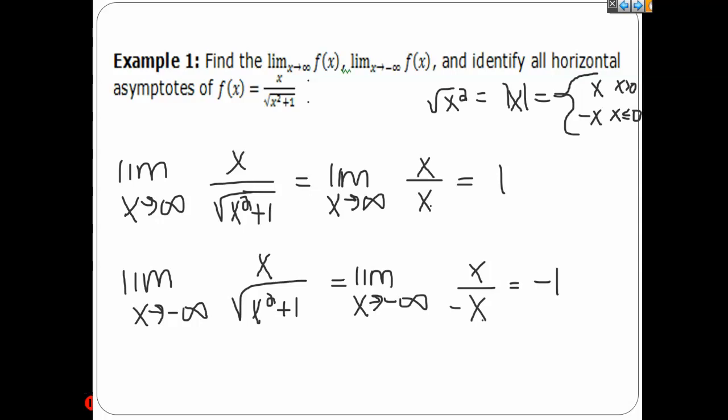So this graph has two horizontal asymptotes, right? We have a horizontal asymptote at 1 and at negative 1. And remember that a graph can cross a horizontal asymptote. It cannot cross a vertical asymptote. So a graph can go through a horizontal, it cannot go through a vertical.